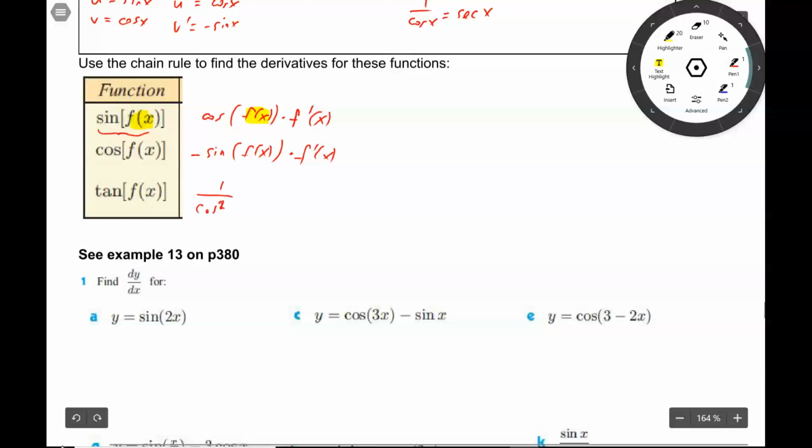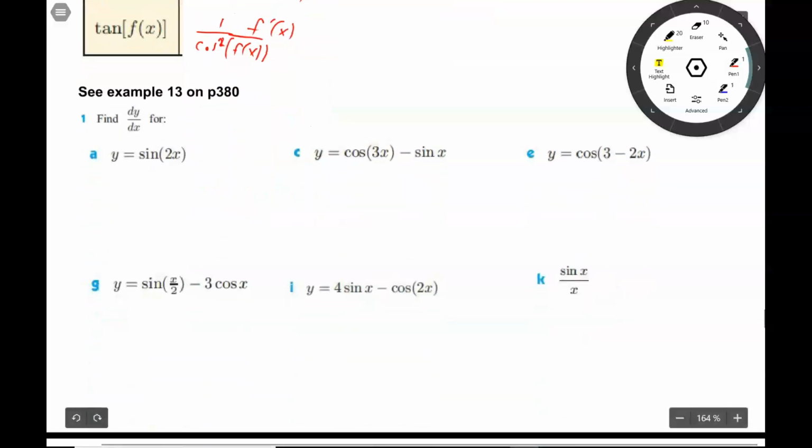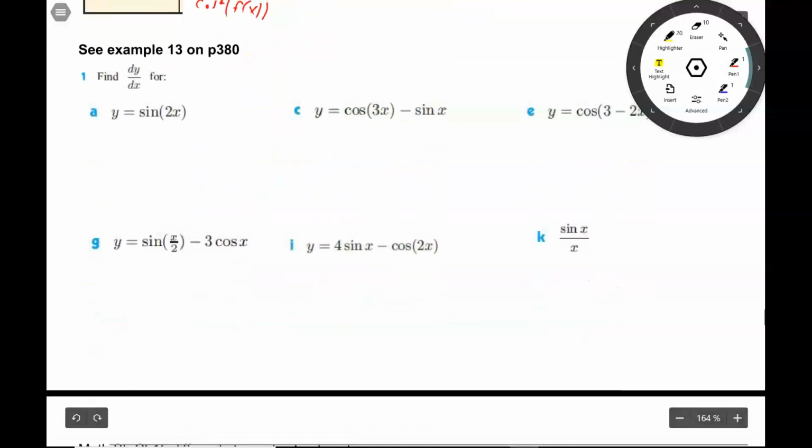So we would put 1 over cosine squared f of x, and then we would multiply it times the inside of the cosine, which is f of x, and so that would just be f dash of x also. Okay. After you see the example 13 on page 380, you can move on and do some of these derivatives here, which involve chain rule and derivatives of trig functions.